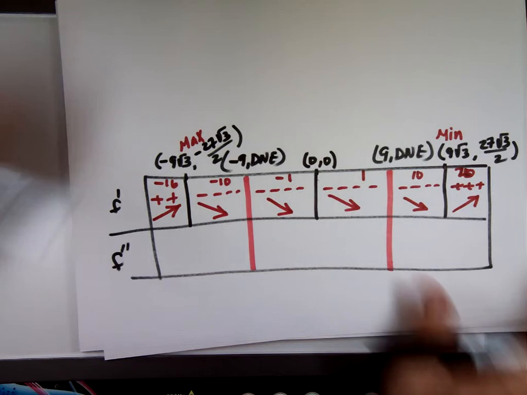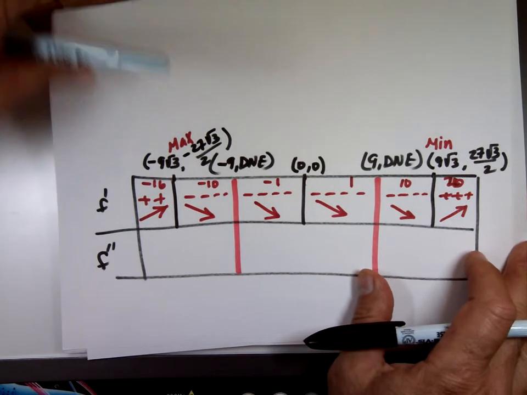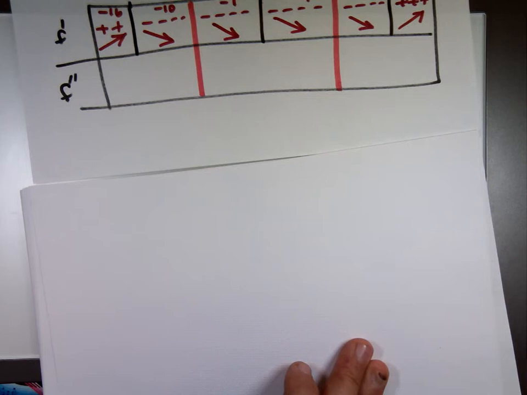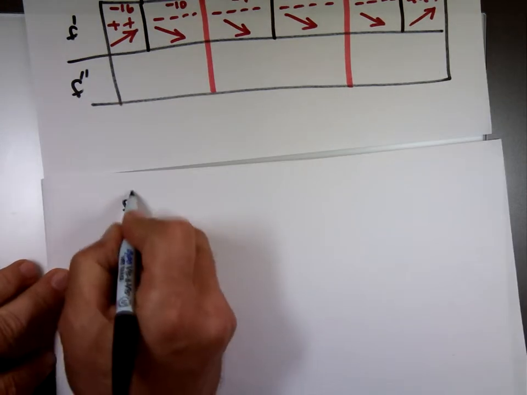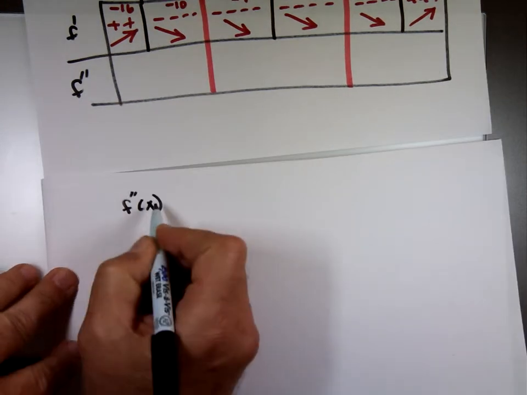Now I've got to do the second derivative. Let me write the second derivative down so I can use a whole sheet for it. I already have it done.